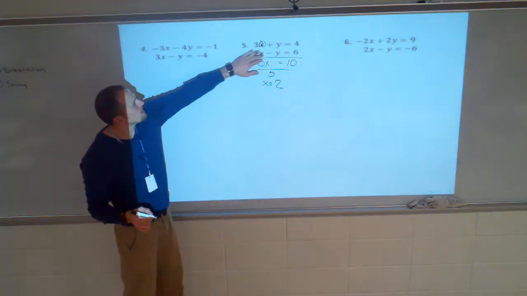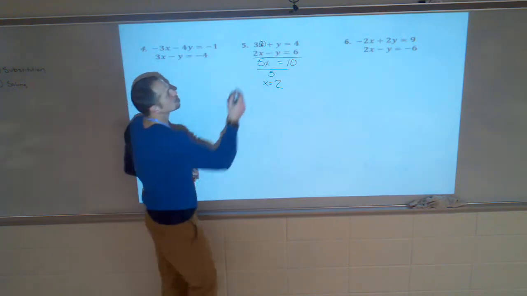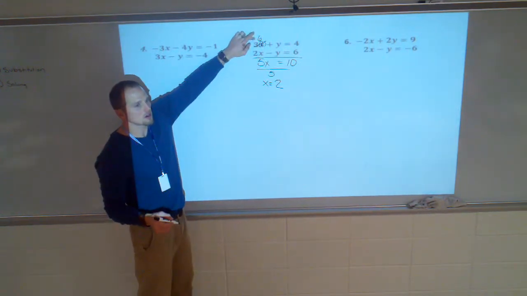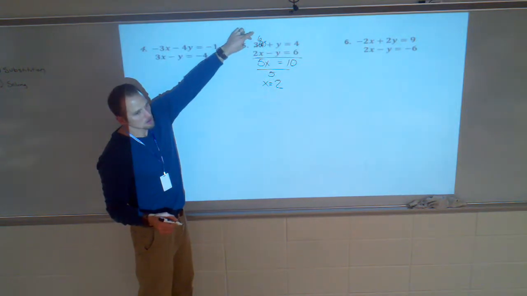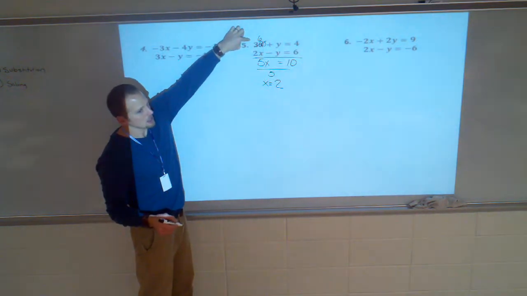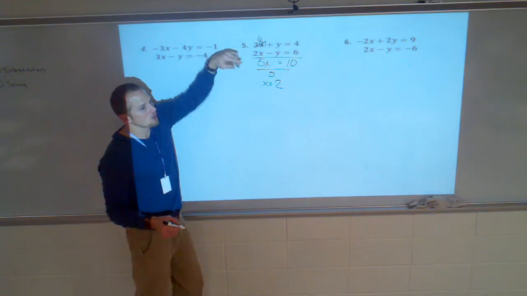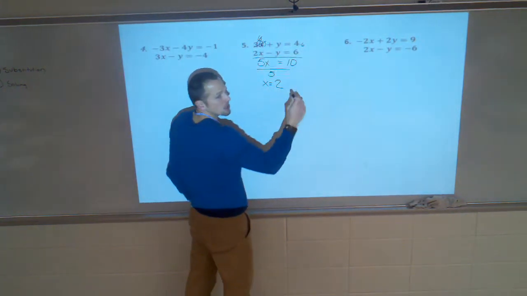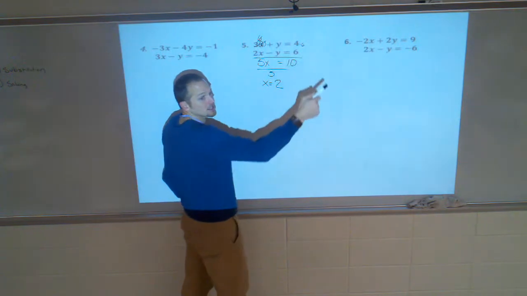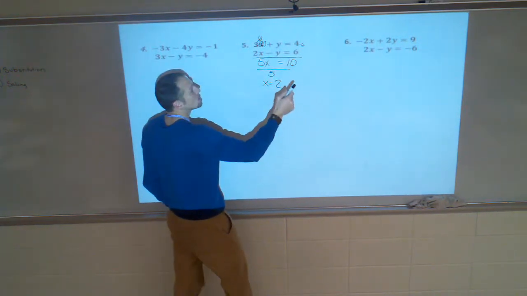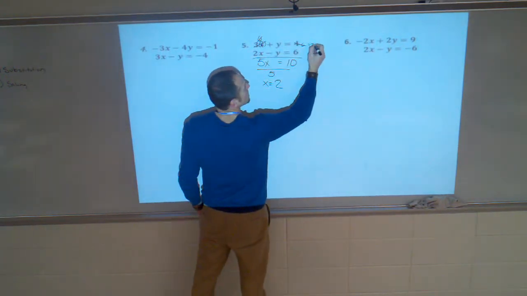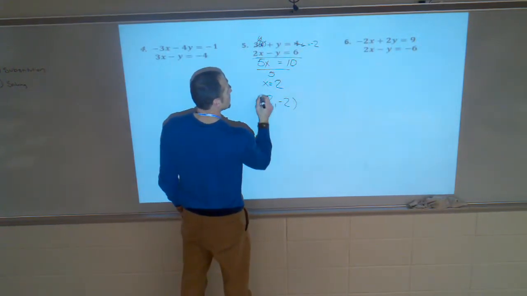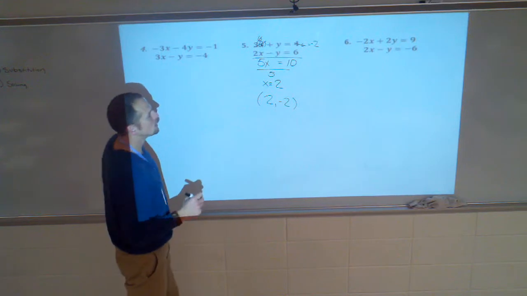What is 3 times 2, Josh? 6. Will, what do I do with this 6 right here? How do I do that? It's positive, so subtract it. So subtract 6 from both sides. Caleb, 4 minus 6 is? Negative 2. Very good. So x equals 2, y equals negative 2.